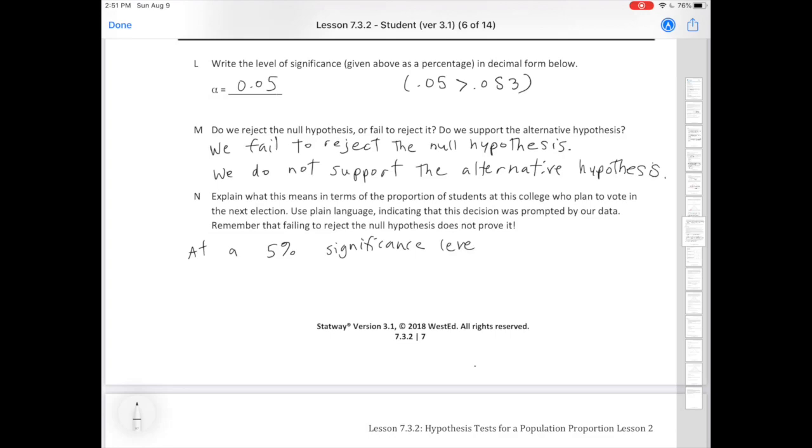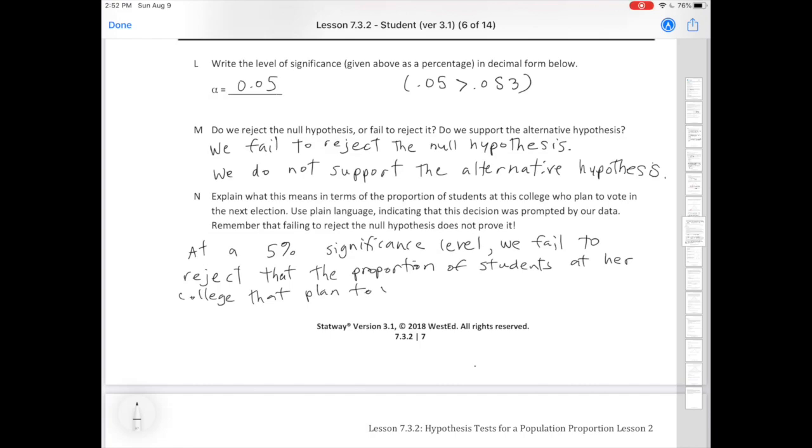At a 5% significance level, we fail to reject. Remember, we're failing to reject the null hypothesis. So we fail to reject that the proportion of students at her college that plan to vote in the next election is 0.57. We fail to reject the null hypothesis. That's what we are saying here.